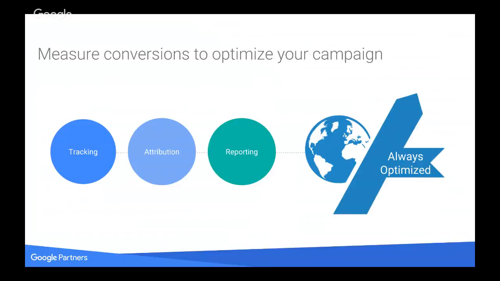So the main steps here would be to track this correctly, then to attribute it to the right sources, and then to report it in such a way that you can take advantage of these reports and understand where your traffic is coming in and what sort of users are making conversions on your devices.